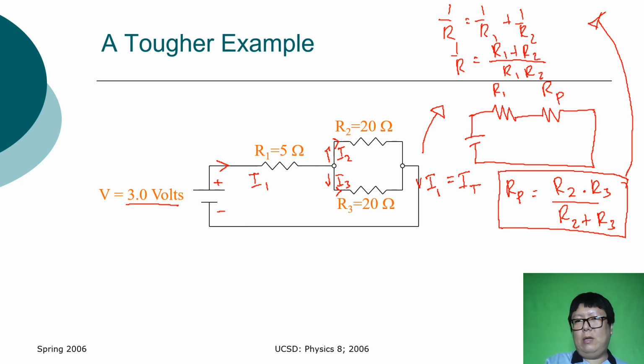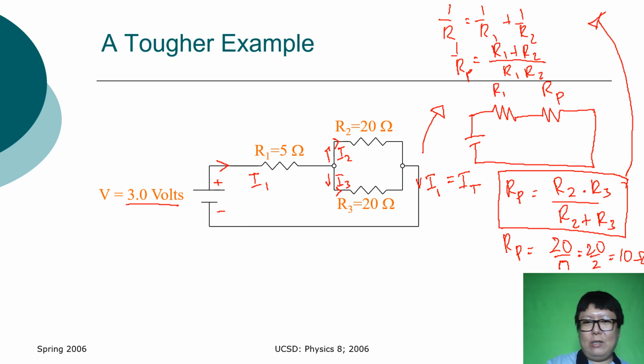Yeah, so the RP is the multiplications divided by the additions. Okay, but luckily these two are equal, right? Then you can say the RP is 20 per 2, 10 ohm.